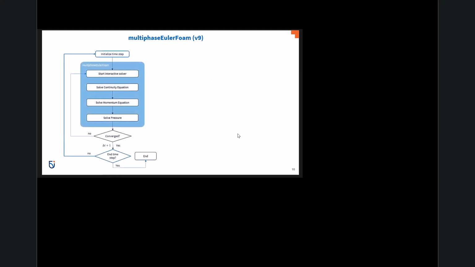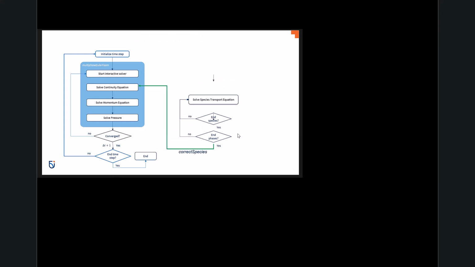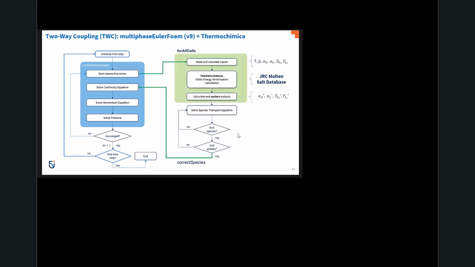To get started on my coupling, I started with multiphase OpenFOAM version 9. This is a very simplified flowchart of the algorithm. I needed to use this solver because it matches a lot of the necessary requirements for my simulation, and the solution of the species transport equation was also available. Then THERMOCHIMICA was coupled right before the solution of the species transport equation.